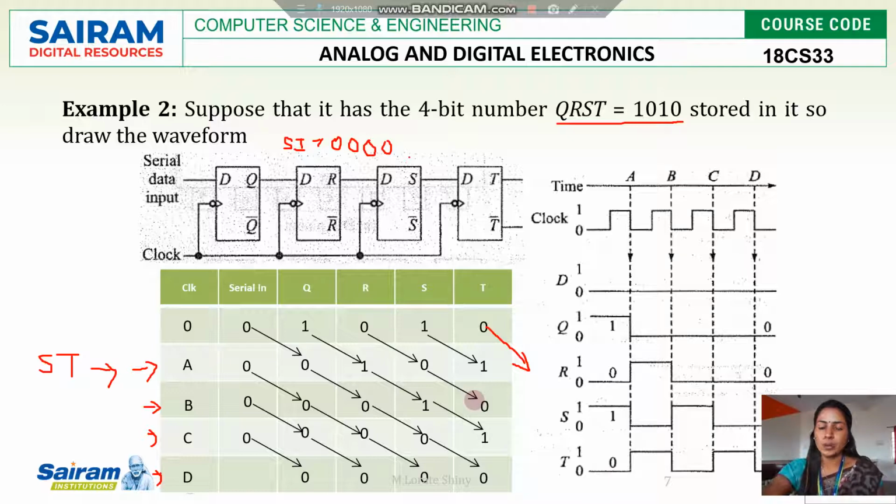Okay, now we will convert this state table into a timing diagram. First you have to mention all the signals, time, then clock; time you can mention if you want, otherwise leave it. The first signal is clock, then serial data input. D is nothing but serial data input, correct? Serial data input is given to D only. Then QRST. So for D we consider all zeros. QRST is 1, 0, 1, 0.